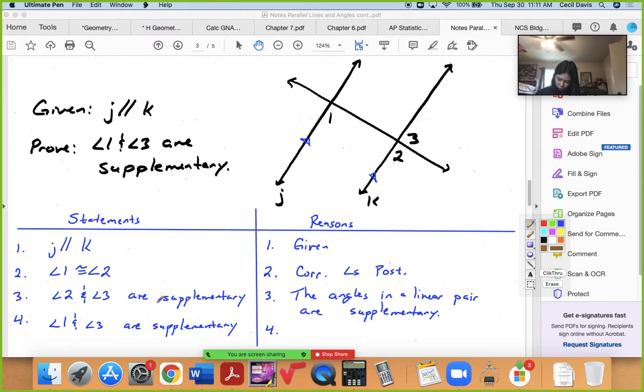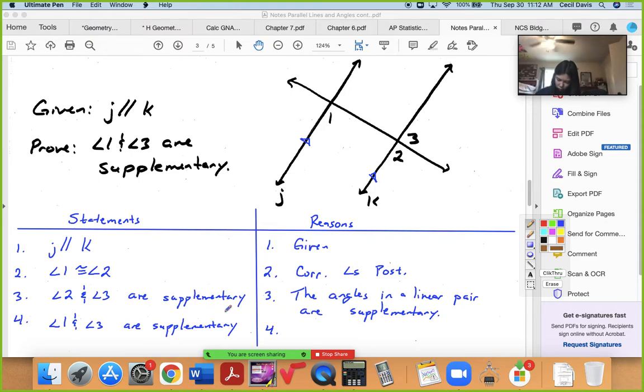I let students do this by something where I'm like, well, what have I done to this statement? Angle 2 and angle 3 are supplementary. To get this statement, angle 1 and angle 3 are supplementary. You said that 1 and 2 are congruent? So my question is, what have I done to this statement to get this statement? I've replaced angle 2 with angle 1, and the reason I can do it is because they're congruent to each other.